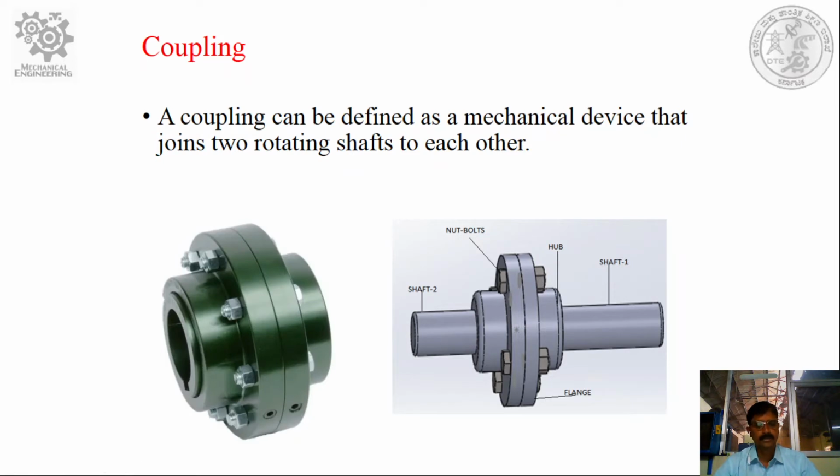Now this is the pictorial view of the flange coupling. The coupling consists of a hub, flange and a bolt. These are the number of threaded fasteners to join the two flanges here, and this is a square slot to fit the key to join the shaft and the coupling.